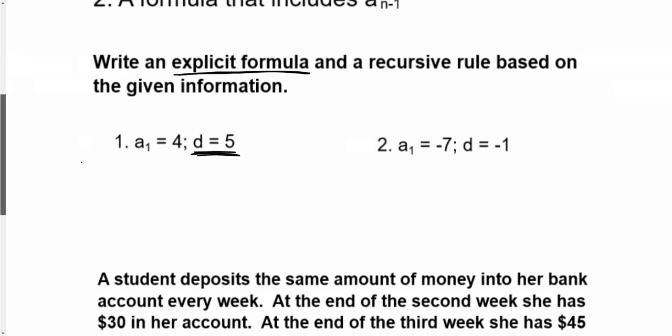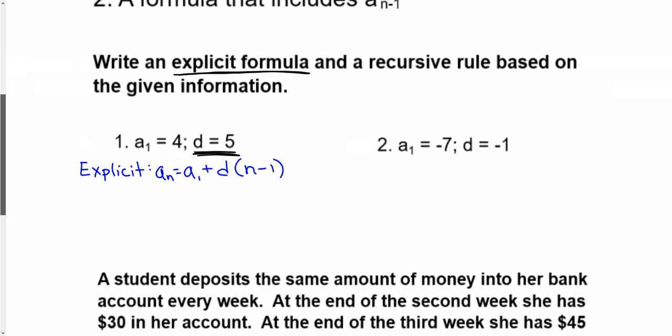I think it says this. So I'm going to list the explicit formula. The explicit formula says, take the nth term formula and plug in the first term and the D and simplify it. So I think it went something like this. A sub n equals A sub 1 plus D times n minus 1. That's the entire formula. So to write an explicit formula, all you have to do is plug in these two numbers and simplify it.